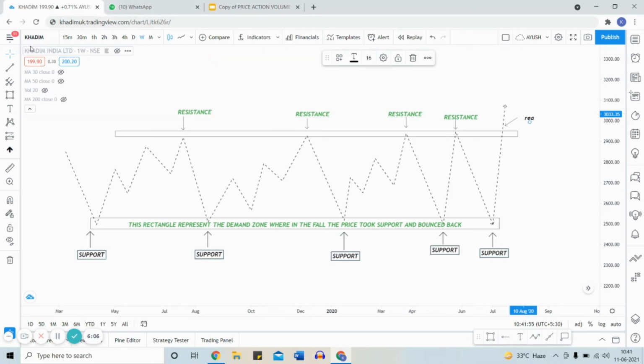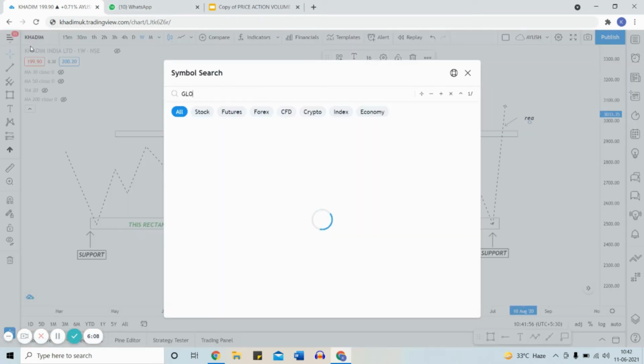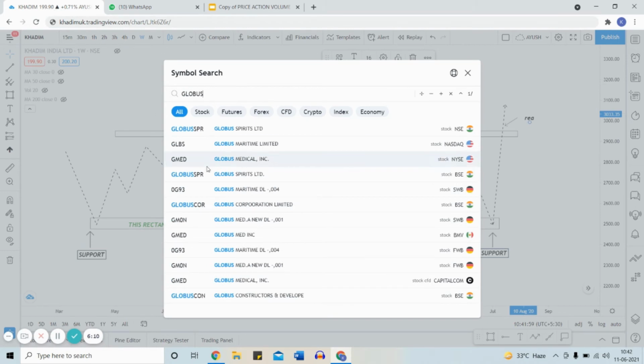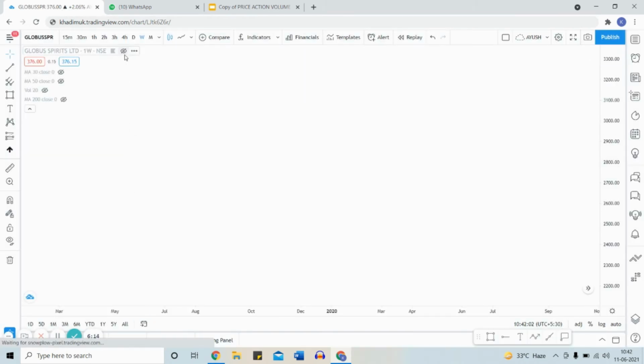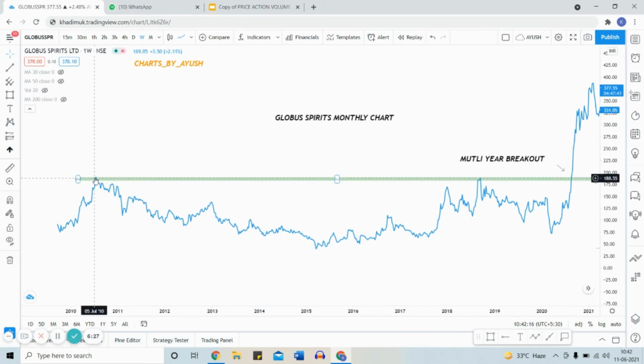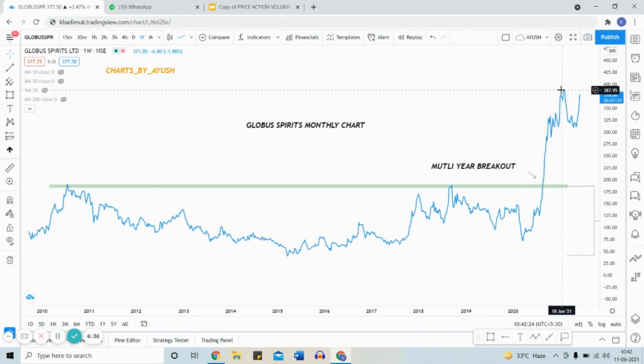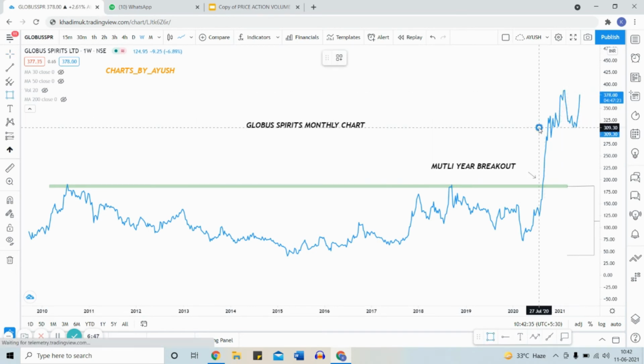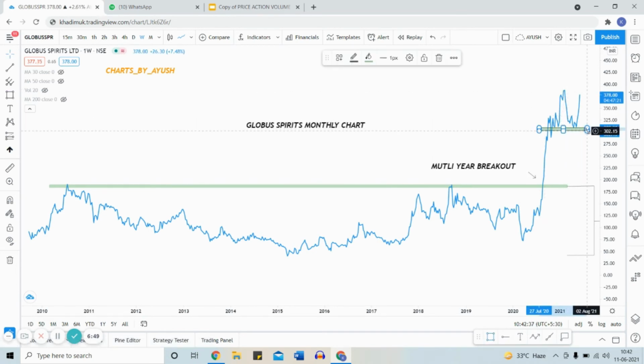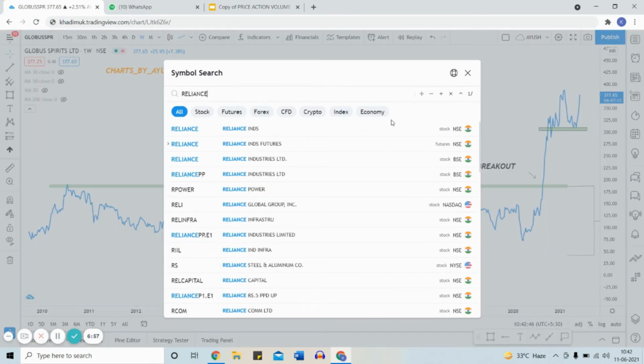So just to show you that, let's see some of the charts and understand how support and resistance work. If we see the chart of a company named Global Spirits, you can see that the stock took resistance here, it took resistance again here, and when it broke out from this level, it went from 200 to 380 or 390. So basically, whenever a multi-year range is broken on the upside, that gives us a good trade.